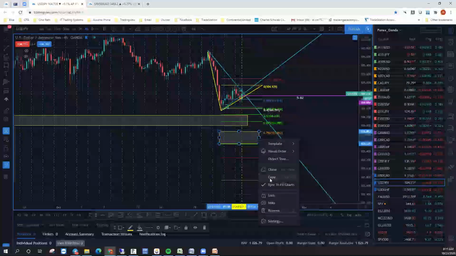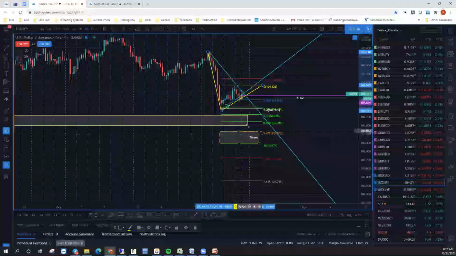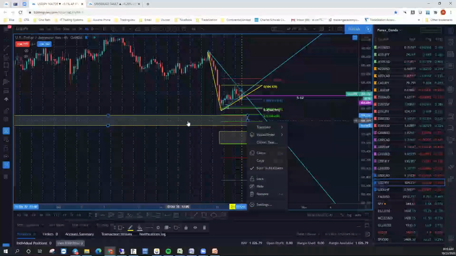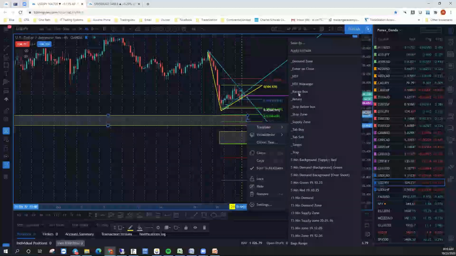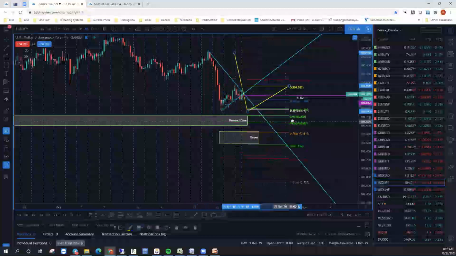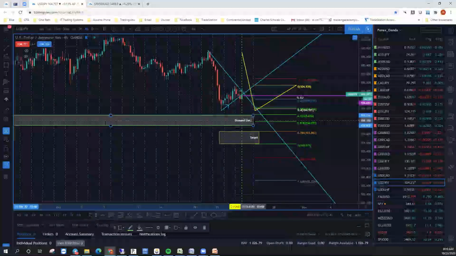So I'm going to say this would be a potential target. This would be a target. And actually, this would be the demand zone, the first demand zone. So we have that for reference for next week. And I'm just going to go ahead and move these out and lock them a little bit.